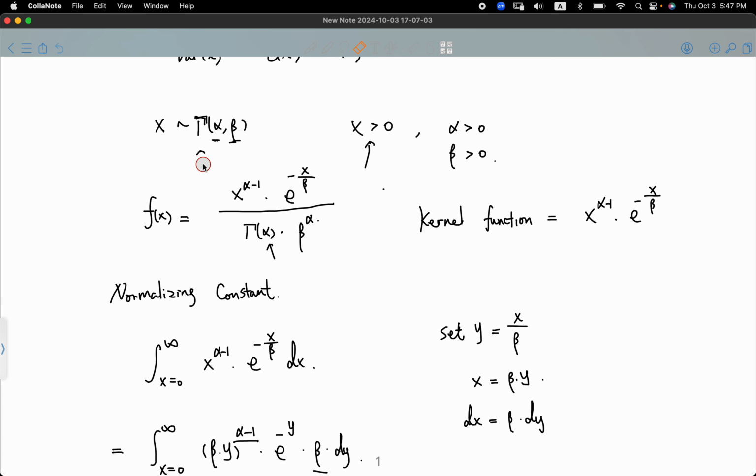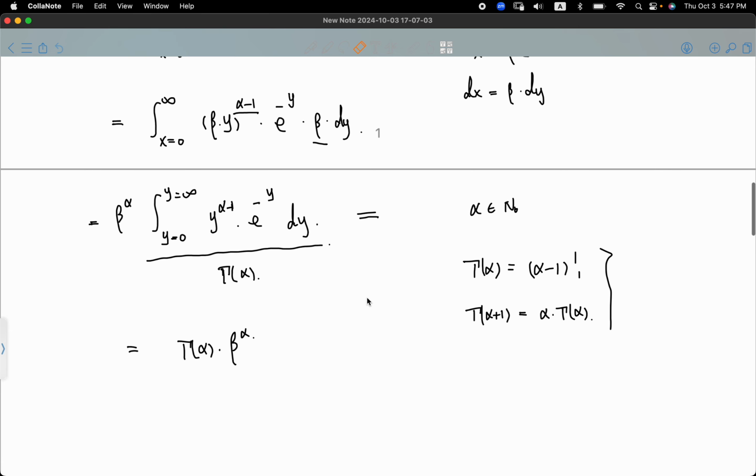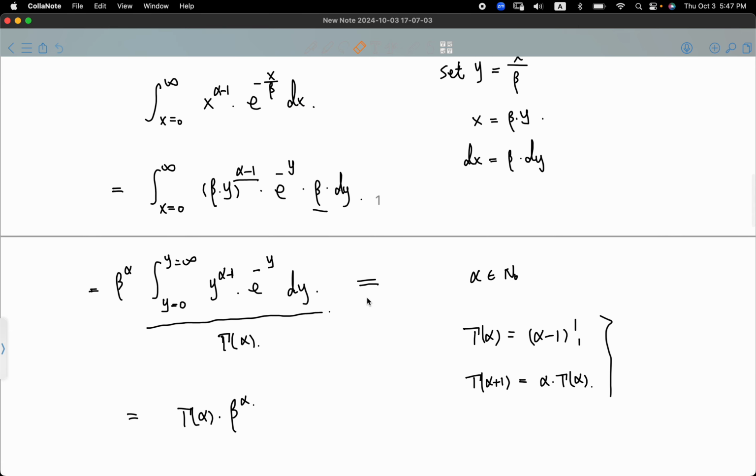Okay, so that is just some definitions and some comments regarding this new probability density function that we talk about here. Any questions regarding this particular distribution?